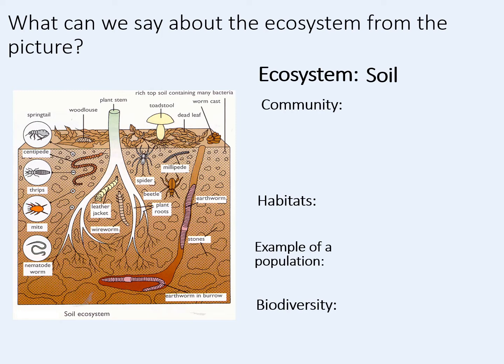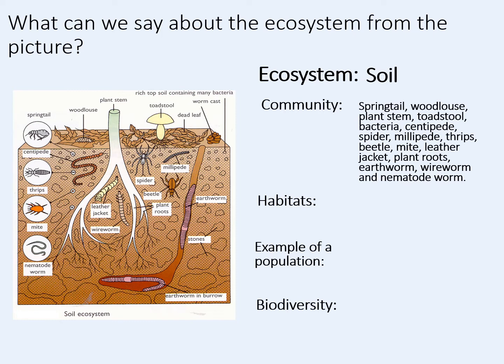So that would consist of the springtail, the woodlouse, the plant stem, the toadstool, the bacteria, the centipede, the spider, the millipede, the thrips, the beetle, the mite, the leather jacket, the plant roots, the earthworm, the wireworm, and the nematode worm. The habitats would be all of the places where these organisms live. So for example, the dead leaf litter, the soil, burrows, rocks, and roots.